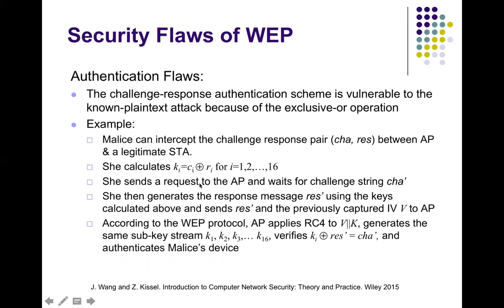So she sends a request for connection and waits for the challenge string. She's supposed to get another challenge string called chal prime. She then generates the response message using the keys, and sends RES prime and the previously captured initial vector V to the AP.